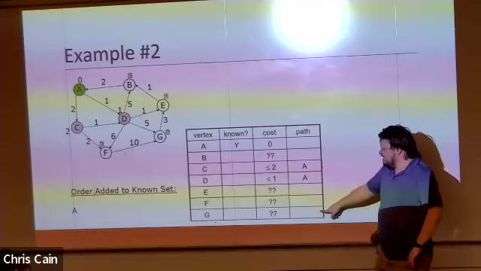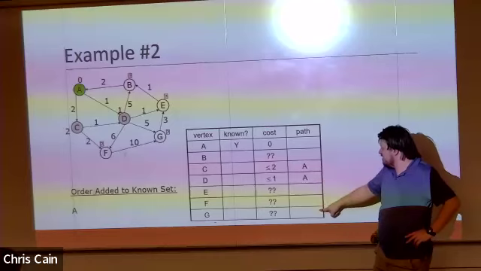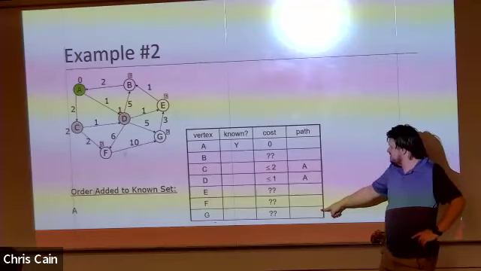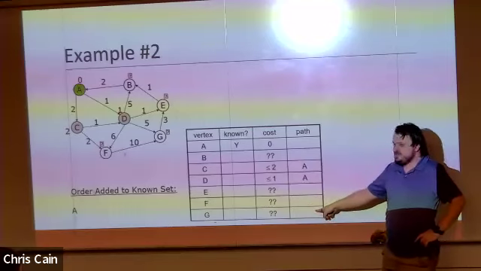We can update G. Current best is infinity, but we can get there from D. Cost to get to D is 1 plus the edge weight from D to G is 5. So this cost will be less than or equal to 6. And this will also path through D.